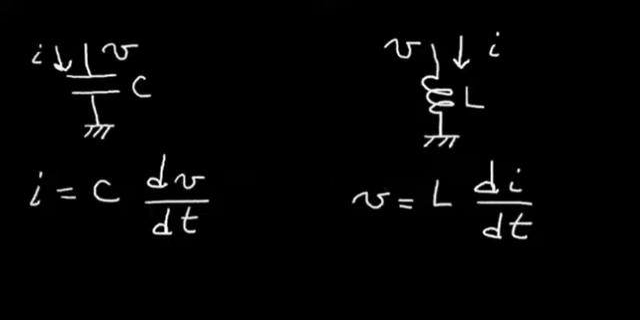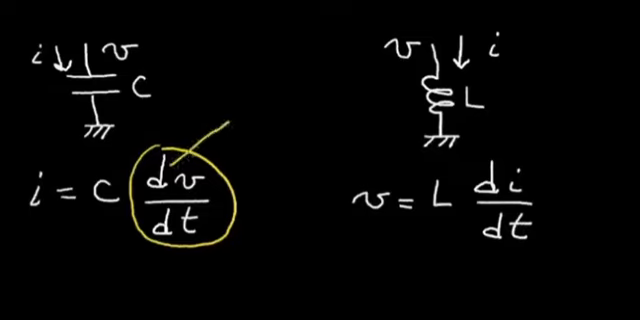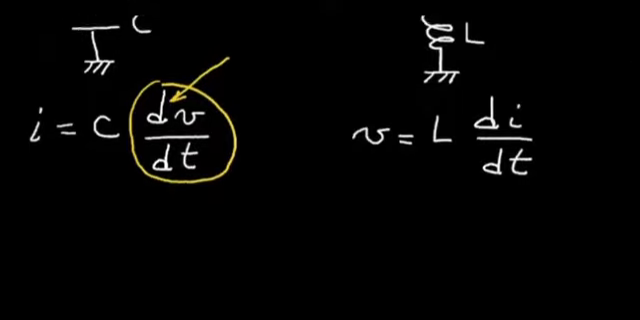Let's examine this dV dt term. What does that mean? Well, this D symbol is a term used in calculus that means a very small change in voltage. So when I say dV, I mean a very small change in voltage divided by dt, which means a very small change in time. So let's examine what that means.